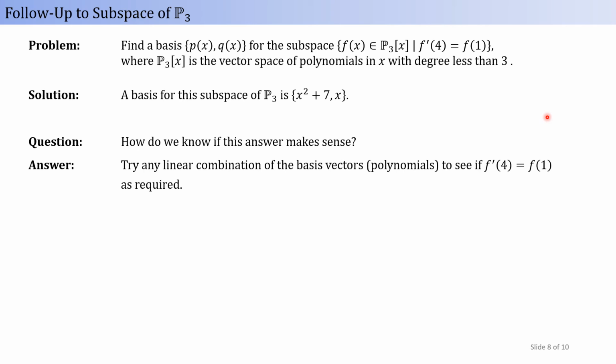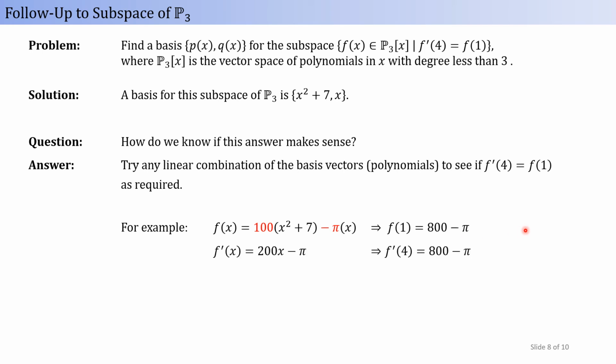Let's say we take 100 of the first polynomial and negative pi of the second polynomial. When we try that, we get this, right? And we plug in f of 1, we would get 800 minus pi. Now we're going to take the derivative and plug in 4. And look at that, we get exactly the same result. So as required, f prime of 4 equals f of 1. And so that's how you could figure out if your answer is on the right path.